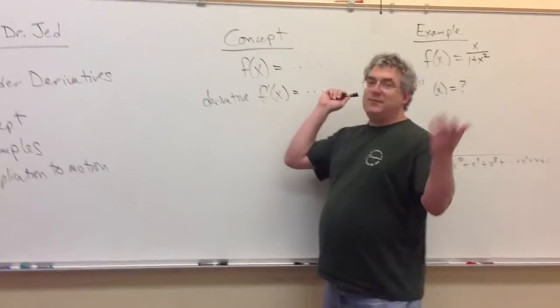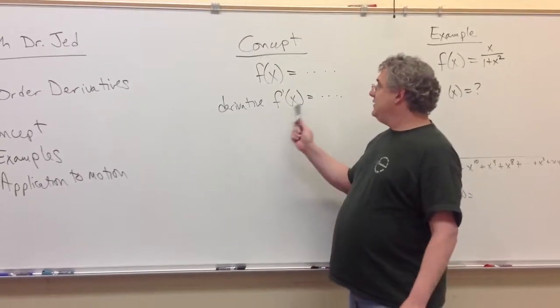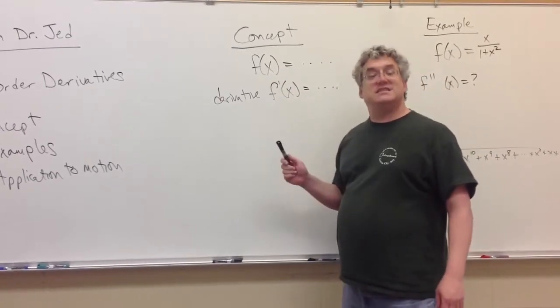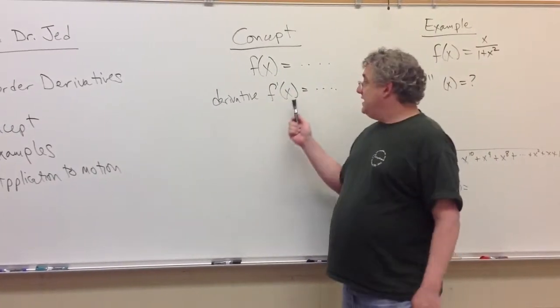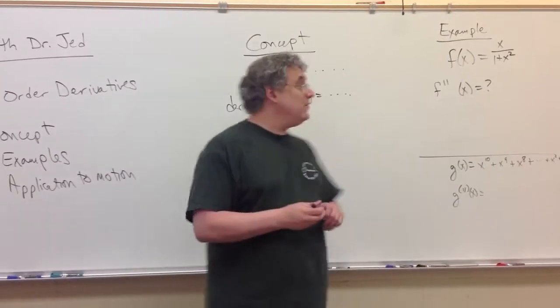Well, if f of x is some function, I put dot dot dot, because I don't actually even care about the function right now. Its derivative is f prime. But notice, this is a function, but f prime is in itself a function, right? It's got an x in, and it's got a formula. So it has a derivative of itself.